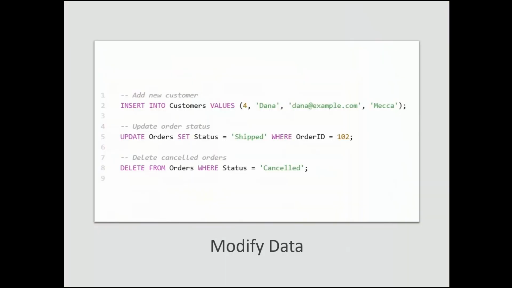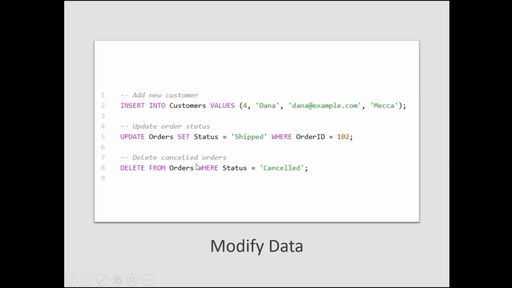How to modify the data in the table. To do this exercise, we will insert some new values into the customers table. Update the order status: update orders set status equal shipped where order ID equal 102. So we will look for the order ID 102 and change the status to shipped.